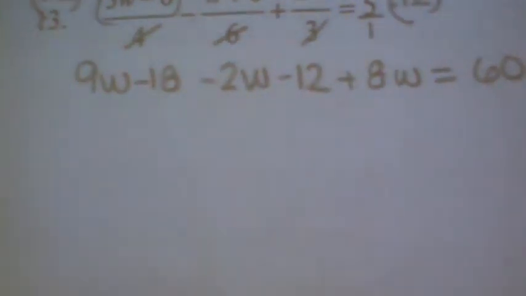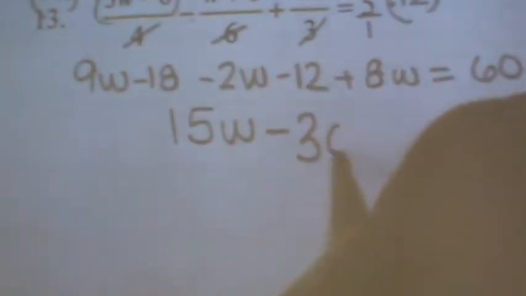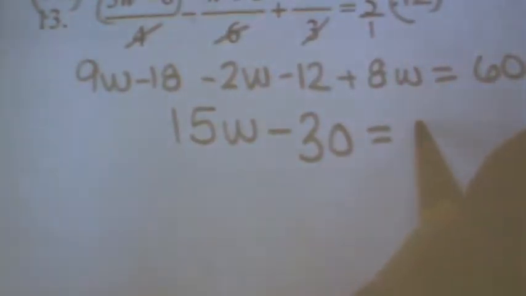Okay, now what? Combine my terms. What do you get? 15w minus 30 equals 60. Then what? Add 30. What's w? 6.